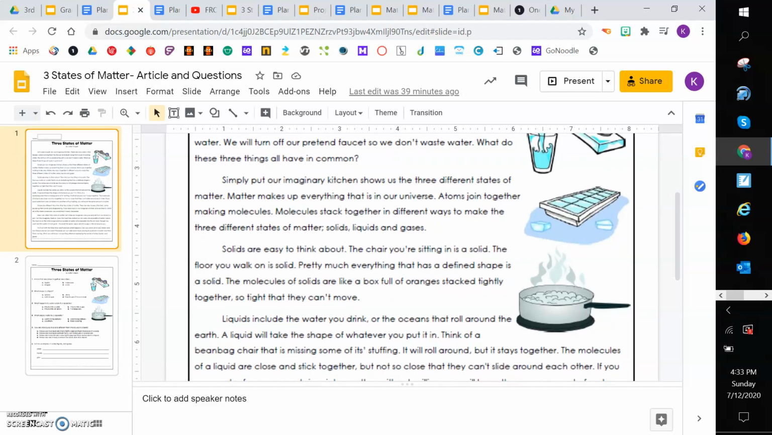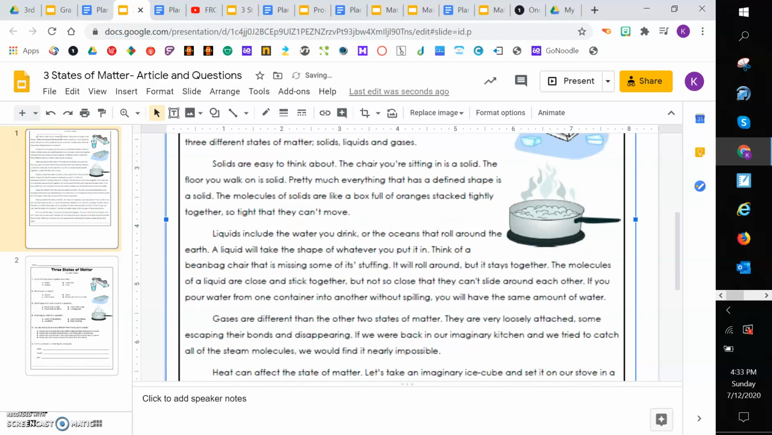Matter makes up everything that is in our universe. Atoms join together making molecules. Molecules stack together in different ways to make the three different states of matter: solids, liquids, and gases. Solids are easy to think about. The chair you're sitting in is a solid. The floor you walk on is solid. Pretty much everything that has a definite shape is a solid. The molecules of solids are like a box full of oranges stacked tightly together, so tight that they can't move.